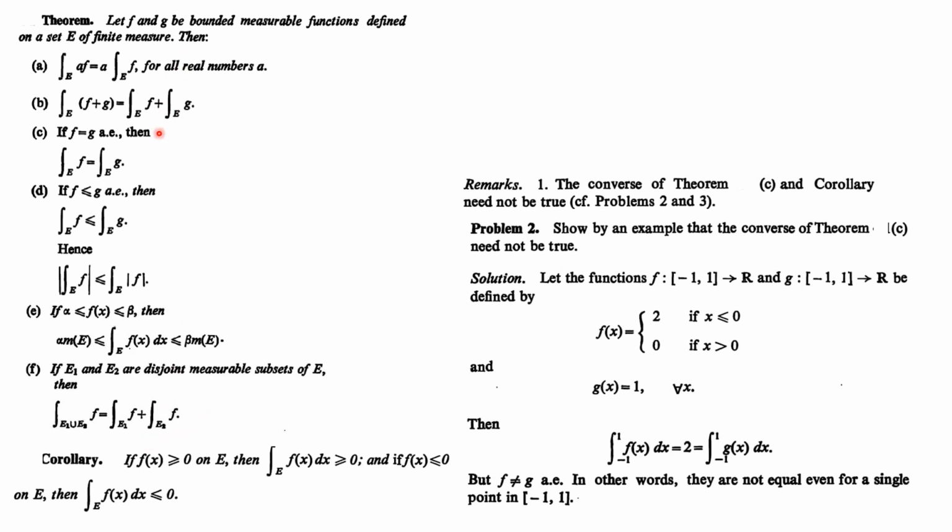Now based on this theorem, we have some corollaries. The number one corollary is whenever the function is greater than or equal to 0 on the domain, then the integral is also greater than or equal to 0. Similarly, if it is negative, then the integral is also negative. This is by property D.